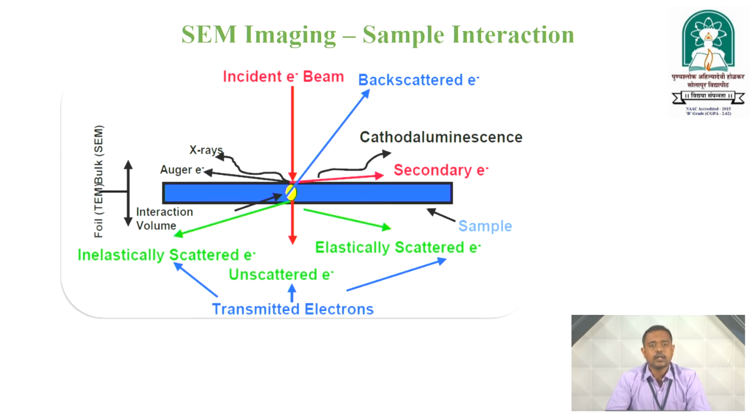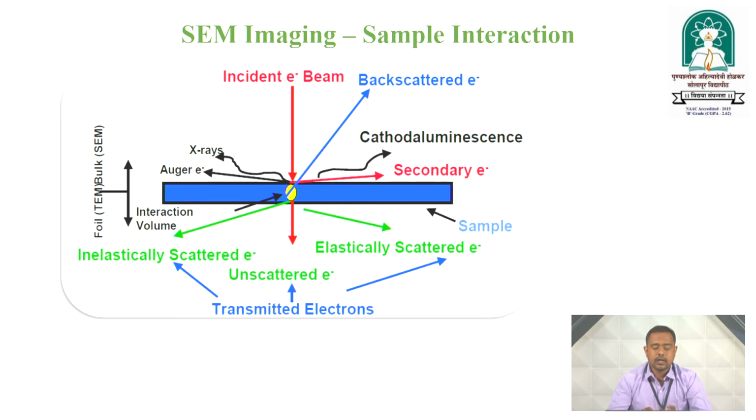But how we get the images is the most important thing in this aspect. That is SEM imaging, that is scanning electron microscope imaging, which is completely through sample interaction. Here we can see the red line indicates the incident electron beam, which is generated from the electron gun and which we have controlled through the condenser lenses, the scan coils and the objective aperture. Once this incident electron beam interacts with the sample, we get various signals: secondary electrons, cathodoluminescence, X-rays, Auger electrons.